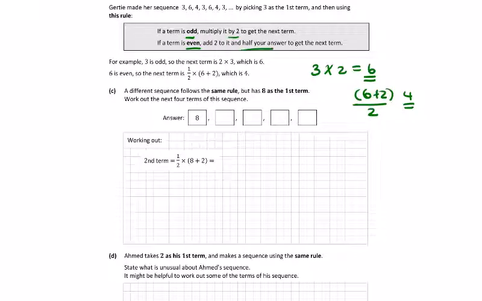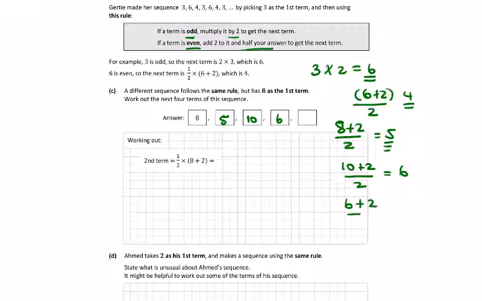So this sequence follows the same rule. So we start with 8, which is even. So we add 2 and divide by 2, which will give 5. Next term is 5, which is odd. So we just multiply by 2 to get 10. 10 is even. So we add 2, get 12, divide by 2 to get 6. 6 is even. So we say 6 plus 2 divided by 2. 6 plus 2 is 8, divided by 2 is 4. And they've given you a little bit of help here.